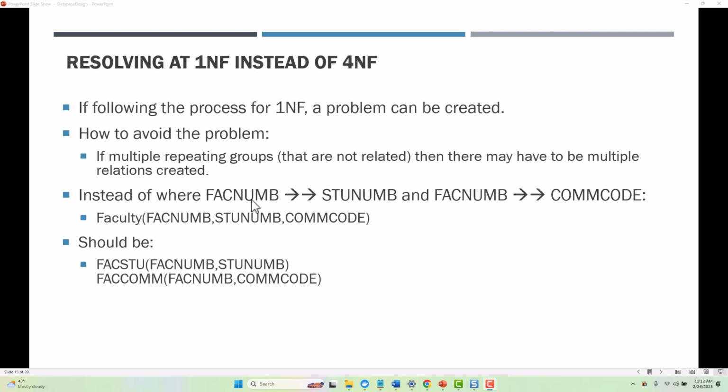And in the case of multiple repeating groups, we see it using two different arrows. And this is basically indicating that within this faculty, we have the faculty number determining the student num, and we have the faculty number determining the committee code. And that would be separated into two different entities, each one keyed by that faculty number. So this would be for the student number and then for the committee code as well. So we can handle this at 1NF and then not worry about it at 4NF.